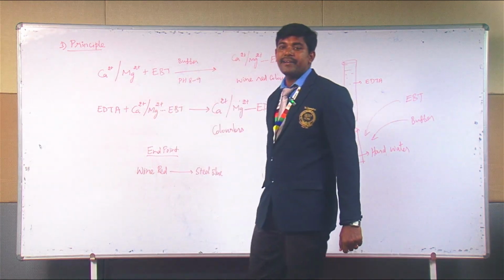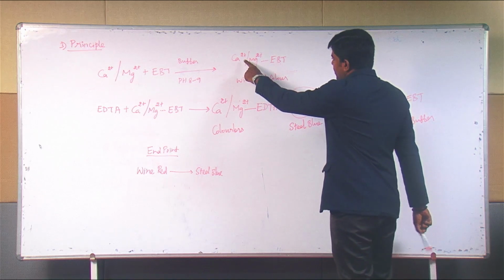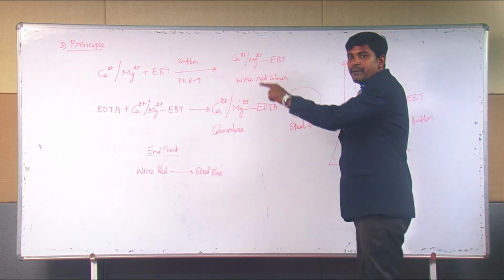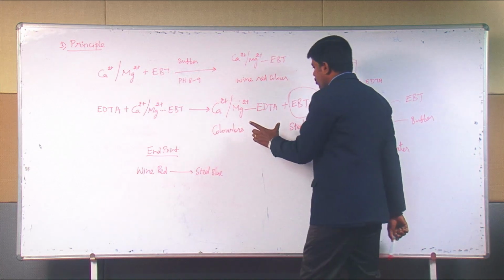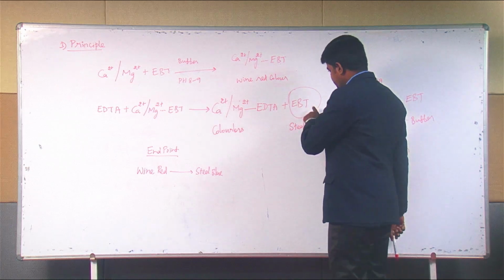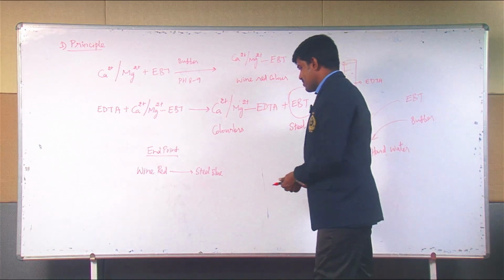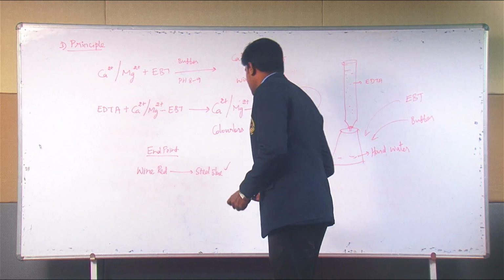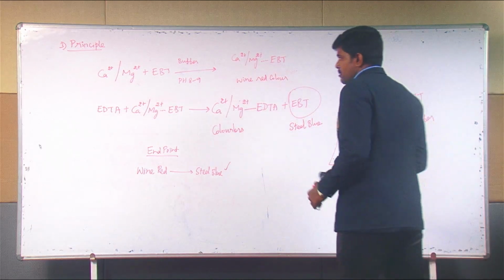It is wine red to steel blue. So the wine red color is due to the formation of the calcium and EBT complex, and the steel blue is because the formed complex is actually colorless, but the EBT, the indicator, retains its color. So this is the endpoint. Next we will move to the procedure.